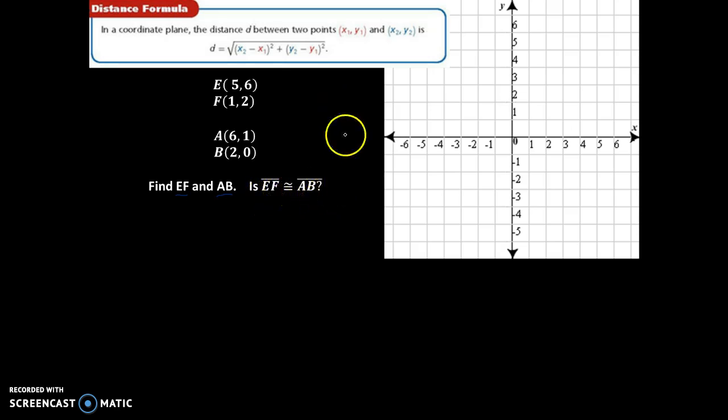So the first thing we want to do, one of our specified segments is EF. So let's go ahead and plot E and F. So E is over 5, up 6. F is over 1, up 2. We'll connect those segments.